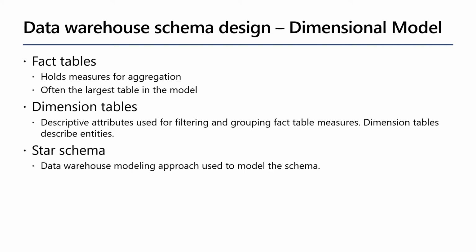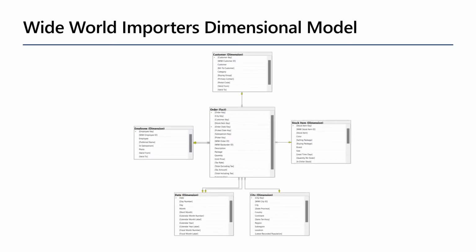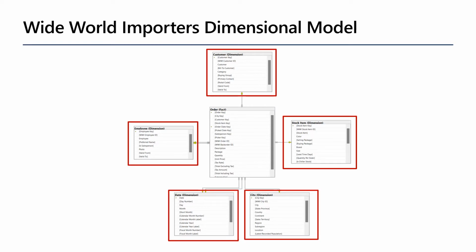Dimension tables describe entities inside your data model. These could be customers, orders, as an example. And collectively, fact tables and dimension tables come together to create what we call a star schema. So going back to our Worldwide Importers dimensional model, here we see at the center of the diagram is the orders fact table. And here we see the surrounding tables are our dimension tables. We see employee, customer, stock item, date, and city. Collectively, these make up the star schema.